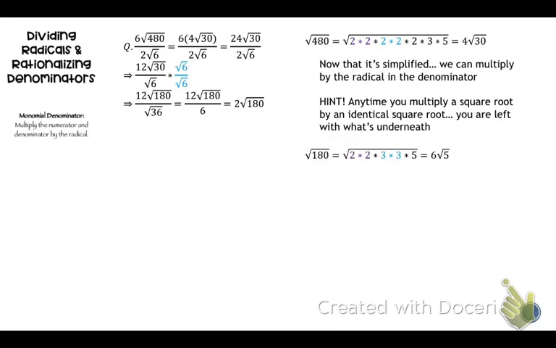We can break down that 180 to 2 times 2 times 3 times 3 times 5. Pull out the purple 2, pull out the blue 3, and you get 2 times 3, which is 6 square roots of 5. So that's going to be 2 times 6 square roots of 5, which is 12 square roots of 5.